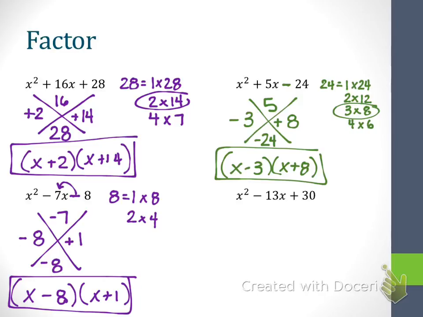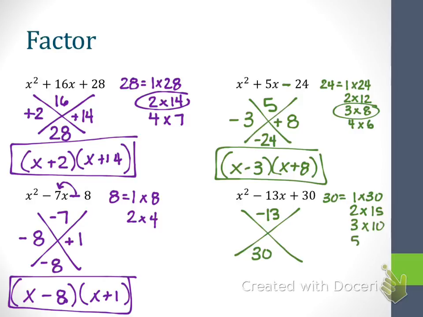Okay, and then the last one we're going to do together, and then we'll let you start working on your homework. Negative 13 and positive 30. So I'm going to list the factors of 30. 1 times 30, 2 times 15, 3 times 10, 5 times 6.